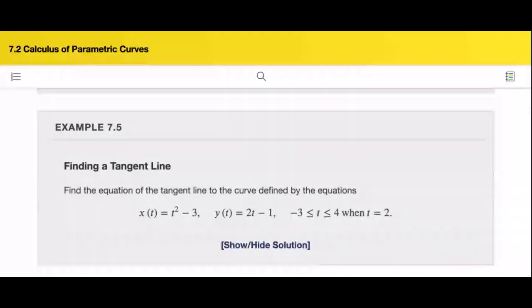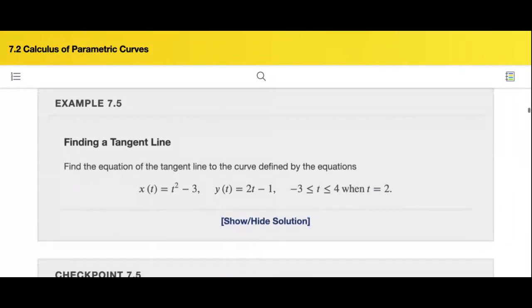Let's see this example. Finding a tangent line. We know the rate of change, or the derivative at the point, is the slope of the tangent line, right? Touching the point, touching the graph or touching the curve.